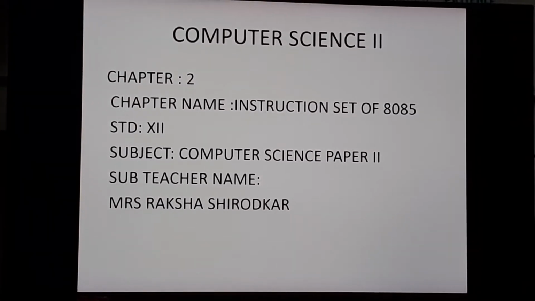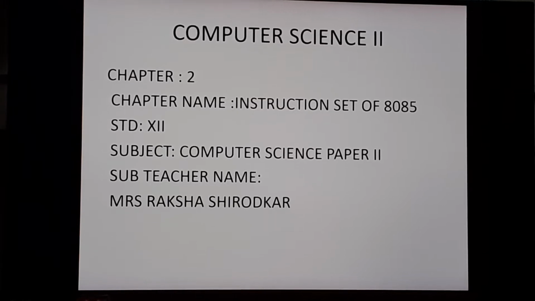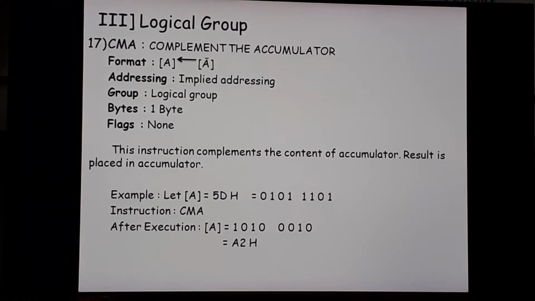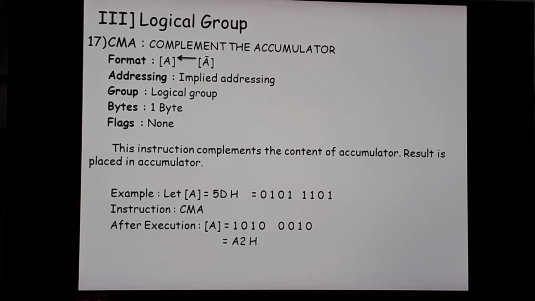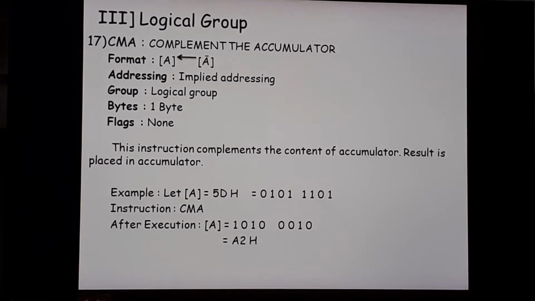So today we'll continue with the same, that is Computer Science Paper 2, Chapter number 2, Instruction Set of 8085. We had completed a total of 16 instructions from the logical group. So we'll be continuing today with the same logical group, and with the 17th instruction we'll continue.